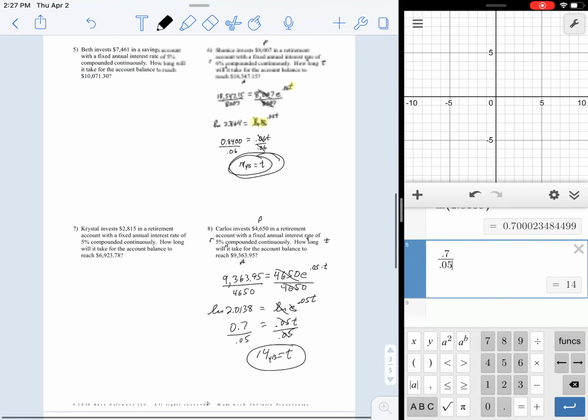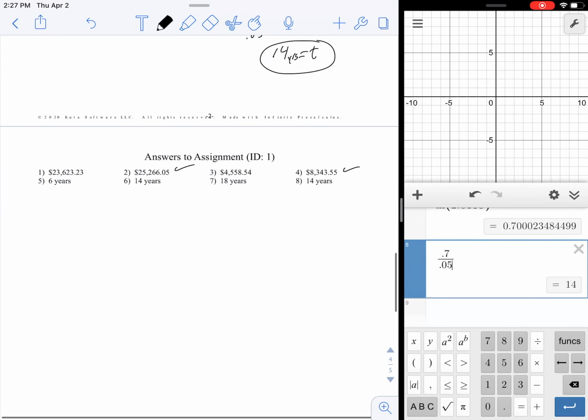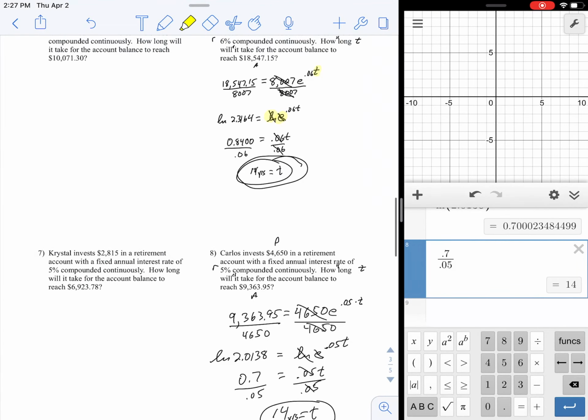Let me check 6 and 8 to see that I did those right. Oops, scroll down too far. 14 years, 14 years. So look at the ones you're going to do. They're not 14 years. Don't assume just because mine were, then, whatever.